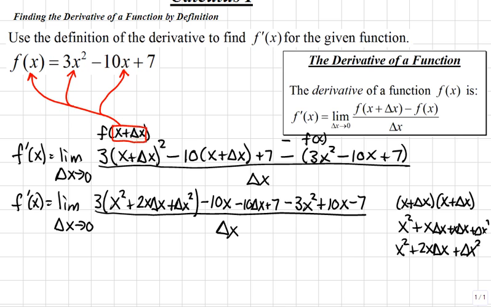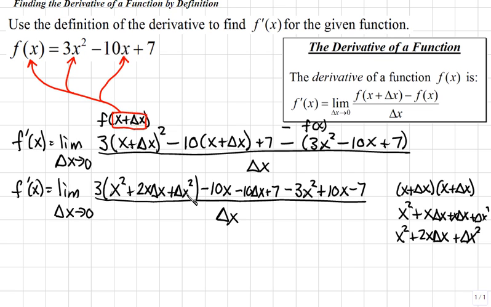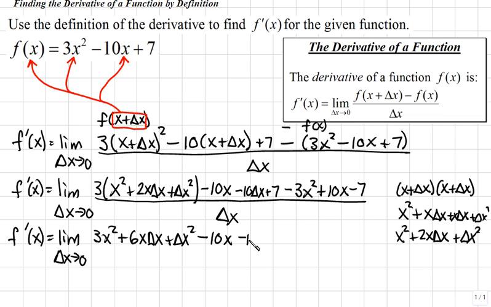As another stage, we'll next distribute the 3 to our first 3 terms. So writing our problem again, we have f prime of x equals the limit as delta x approaches 0. Distributing the 3, we'd get 3x squared plus 6x delta x plus 3 delta x squared. Writing all our other terms out, we'll write minus 10x minus 10 delta x plus 7 minus 3x squared plus 10x minus 7. This entire expression is still all over delta x.